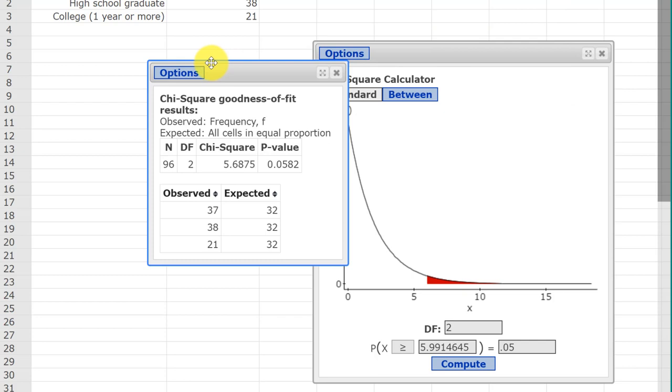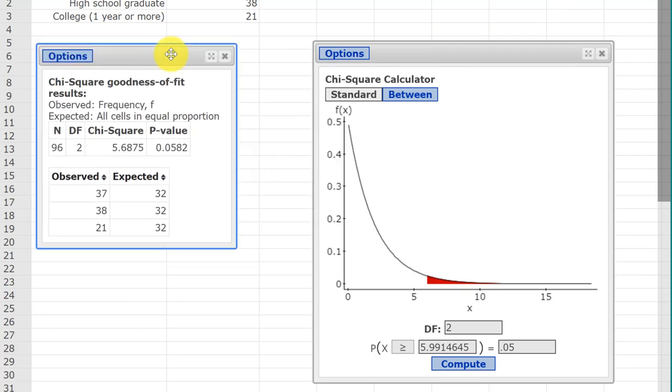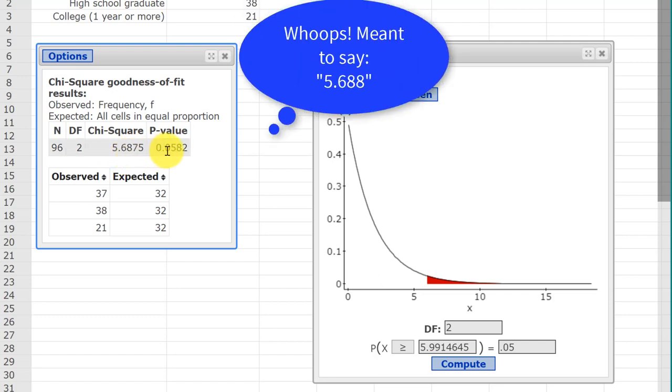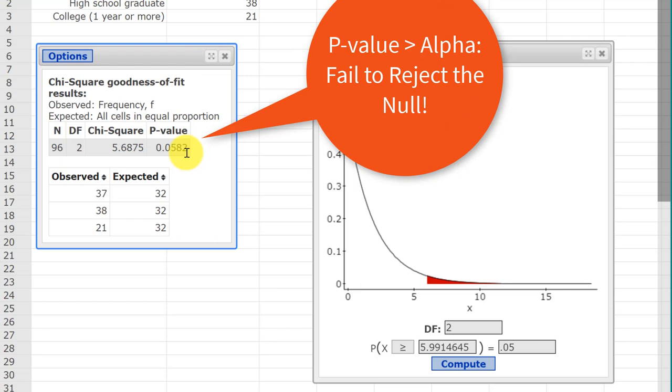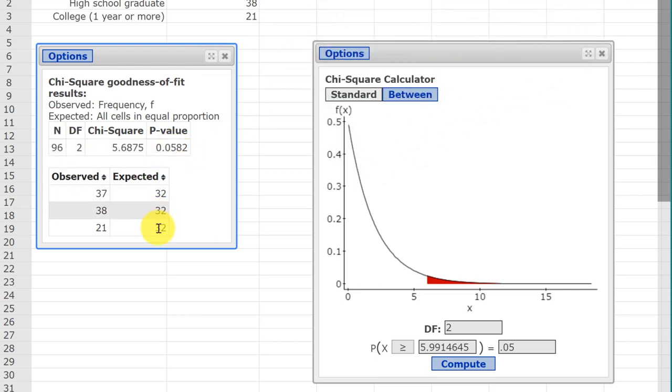And we get our results here. We get our standardized test statistic of 5.678. We get a p-value of 0.058, which is greater than our significance level 0.05, so that would tell us to fail to reject the null, and we get our expected distribution, which is uniform, which is what we wanted. So that tells us what we need.